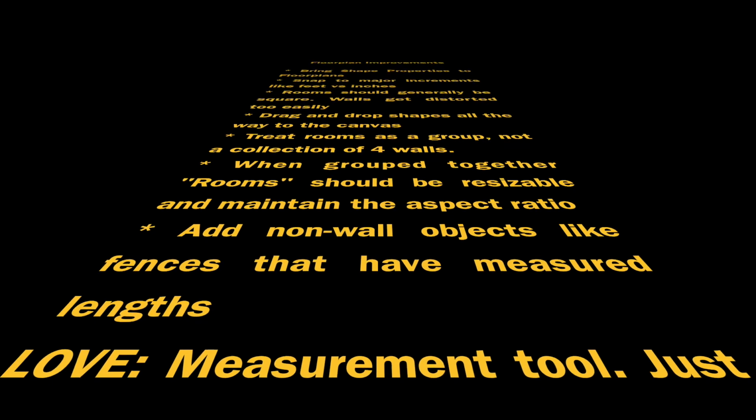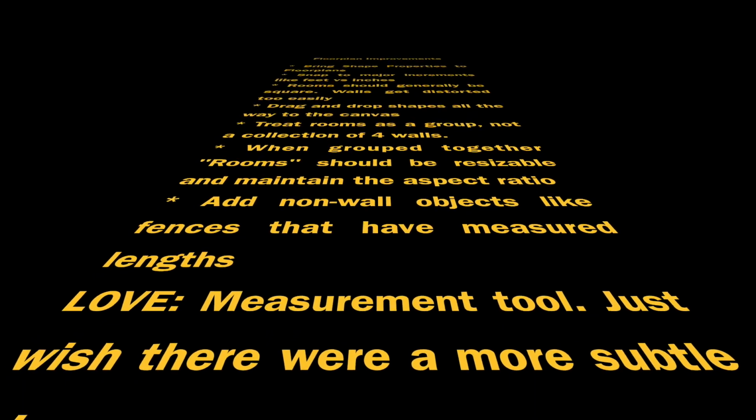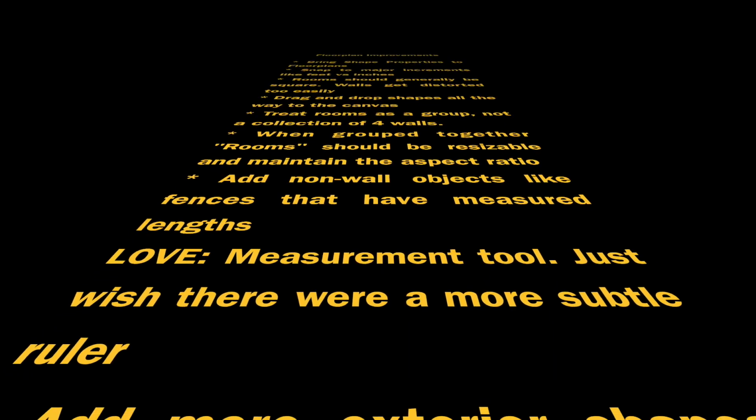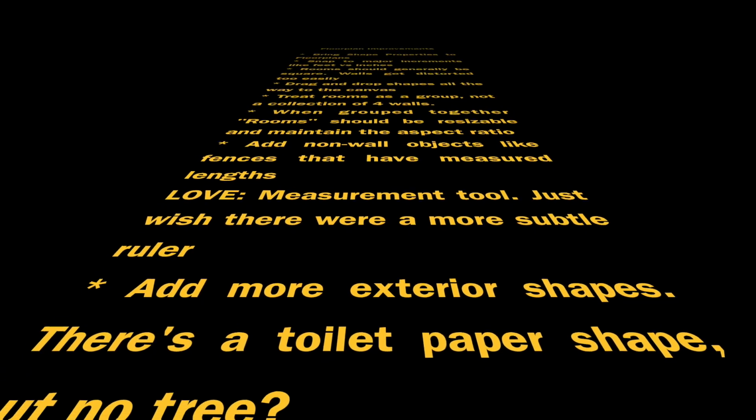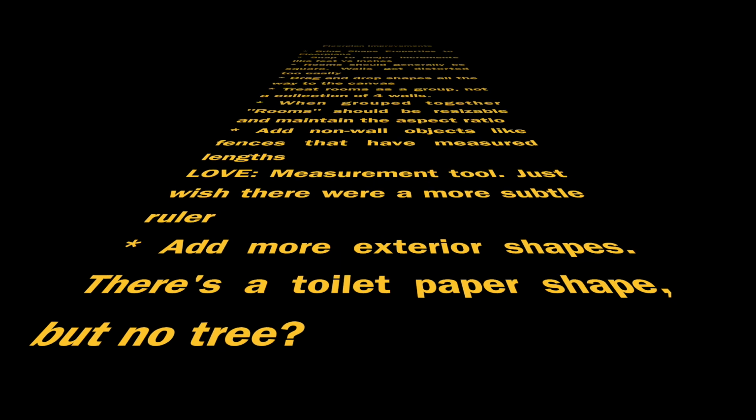Love the measurement tool, I just wish there was a more subtle ruler. And lastly, we need more exterior shapes. There's a toilet paper shape, but there's no tree or other exterior objects. A few more things would really help with site plans.